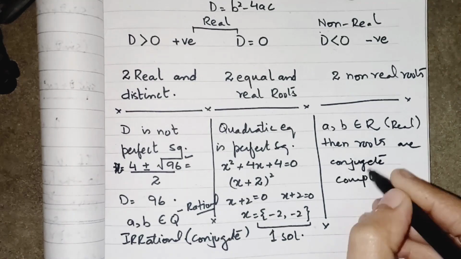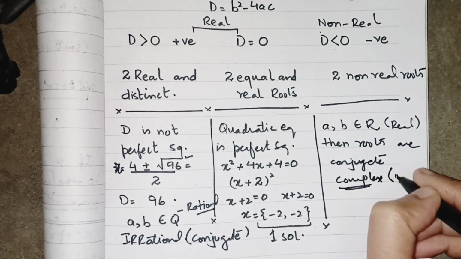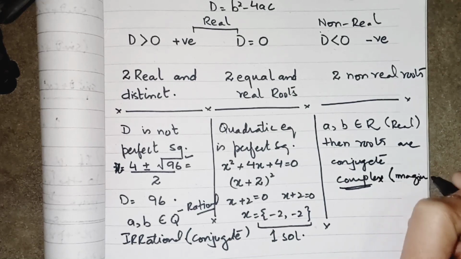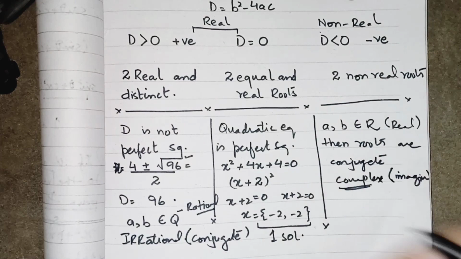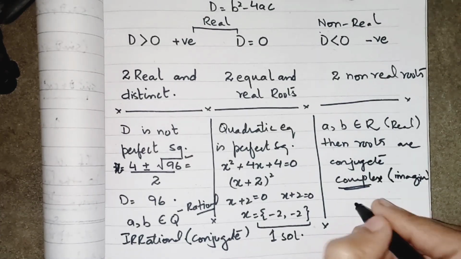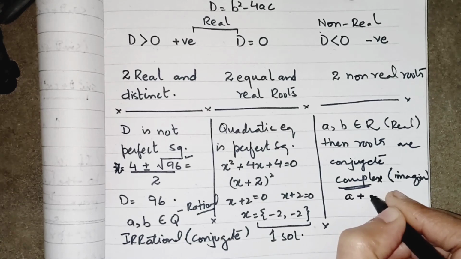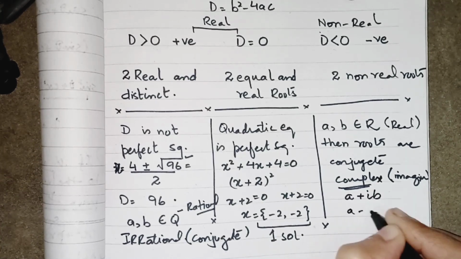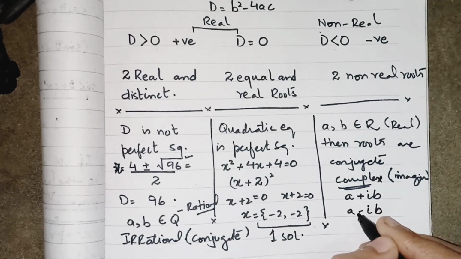complex. Now what is complex? Complex means imaginary, which means we have a root with the negative sign, or you can say it will be in the form of a plus ib or a minus ib, which shows one with the plus sign, one with the minus sign.